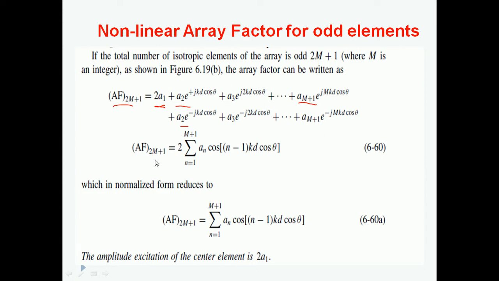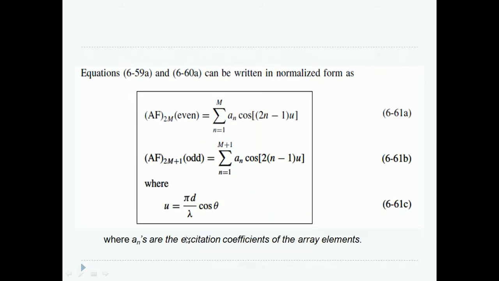So array factor 2m plus 1 is equal to 2 times the summation from n equal to 1 to m plus 1 elements, where an is the amplitude of the elements, times cos (n minus 1) kd cos theta. So in the normalized form I write this in this form.